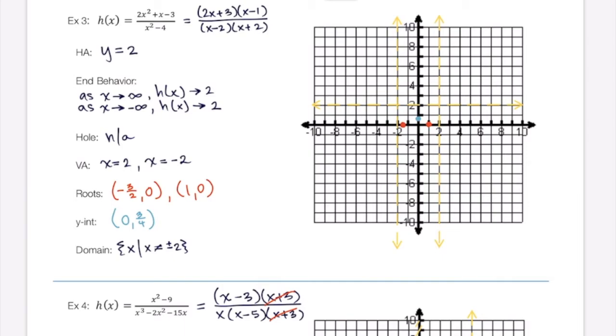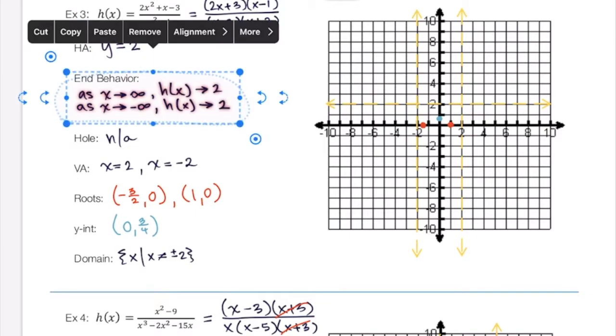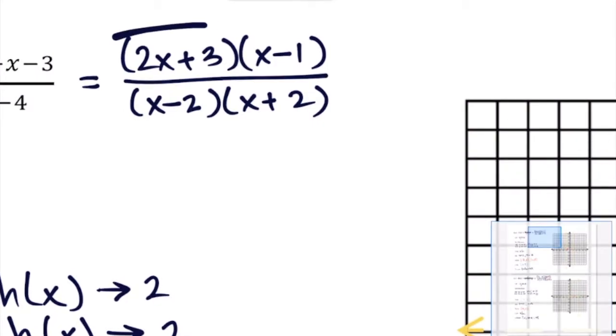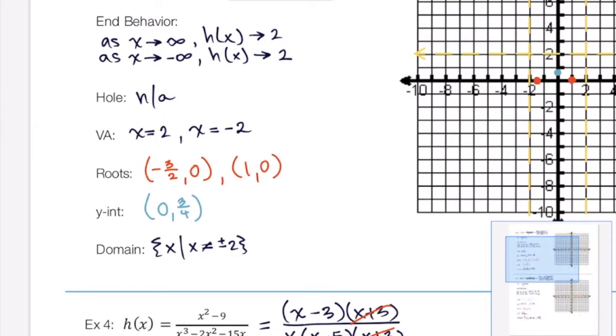So for example 3, there are no factors that cancel. So notice we have no holes. We do have a horizontal asymptote of y equals 2. The end behavior matches that horizontal asymptote. We have a vertical asymptote determined by the factors in the denominator that don't cancel. So we have a vertical asymptote at x equals 2 and x equals negative 2. Roots come from these factors up here. And so we have a root at negative 3/2, 0, and a root at 1, 0.